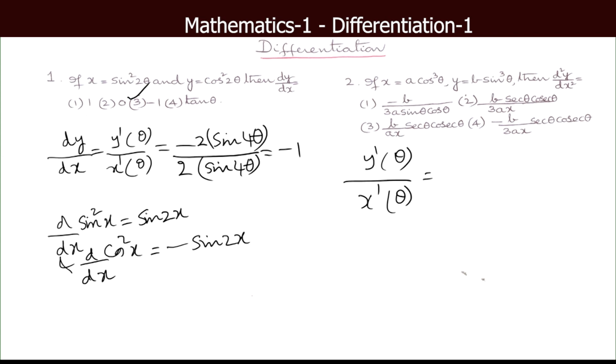Well, here y is b sin cube theta. The derivative of b sin cube theta is b times 3 sin square theta cos theta.